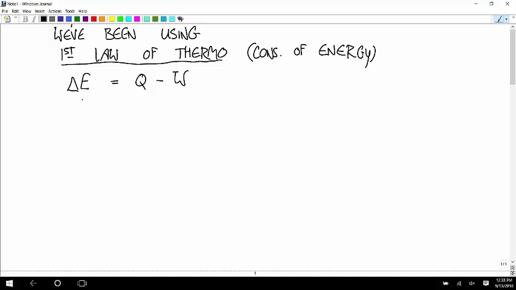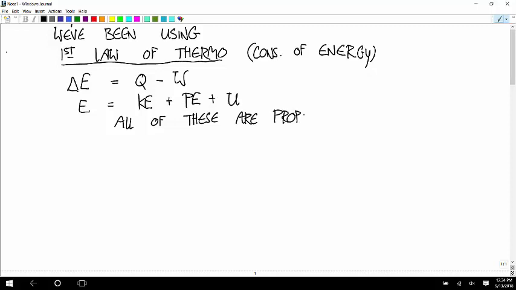And notice that E is equal to the kinetic energy plus the potential energy plus the internal energy. And all of these are properties. Okay, so E, kinetic energy, potential energy, and U are all properties. That's something that describes the gas, the system, at a single instant. Q and W are not properties. They have no meaning at a single instant. They only represent processes.